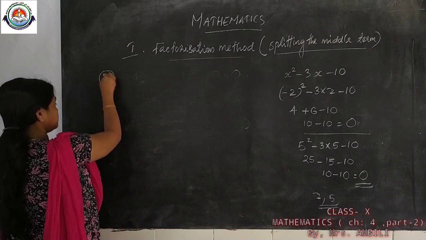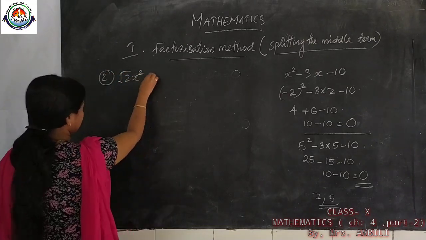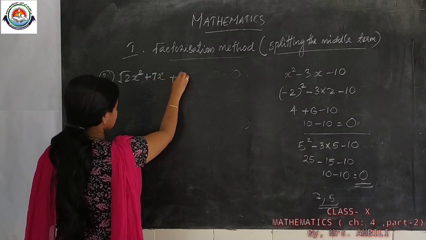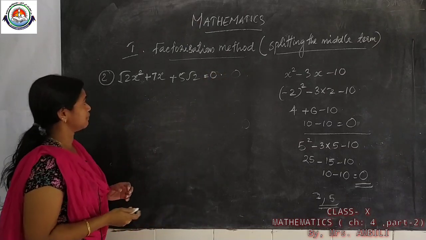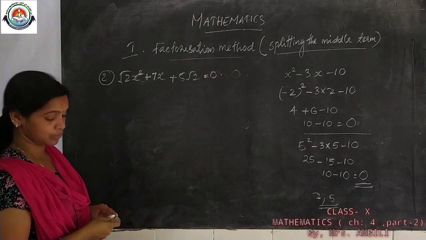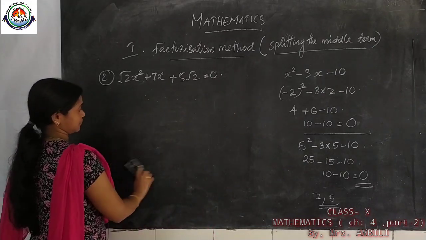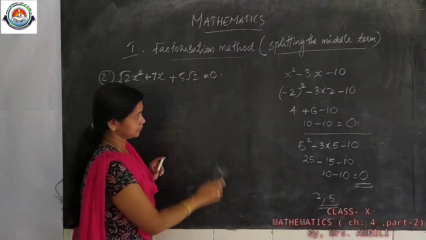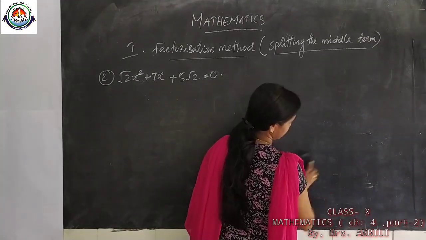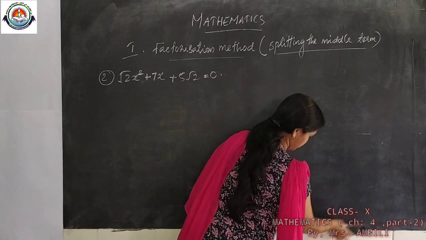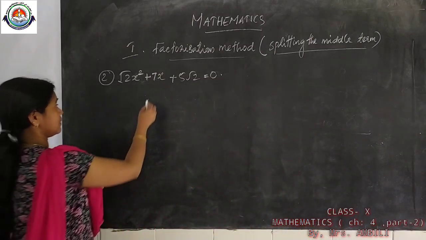Second example, root 2x square plus 7x plus 5 root 2 equal to 0. Okay. What is the middle term here? 7x is the middle term.